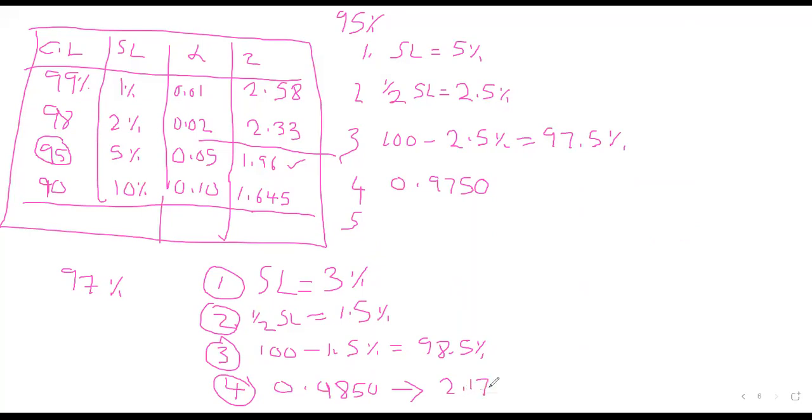How do we know when to read outside or inside the table? When you're finding the Z, we're reading from inside the table. When you're finding the probability, you're reading from outside the table. In short. Okay, thanks.